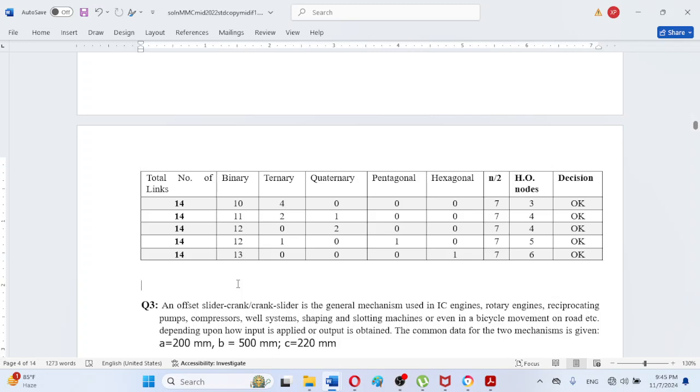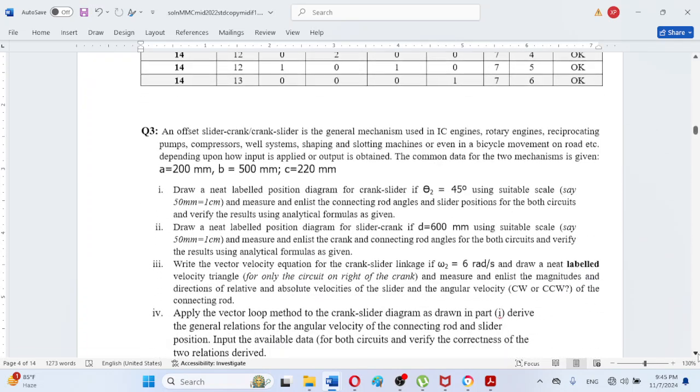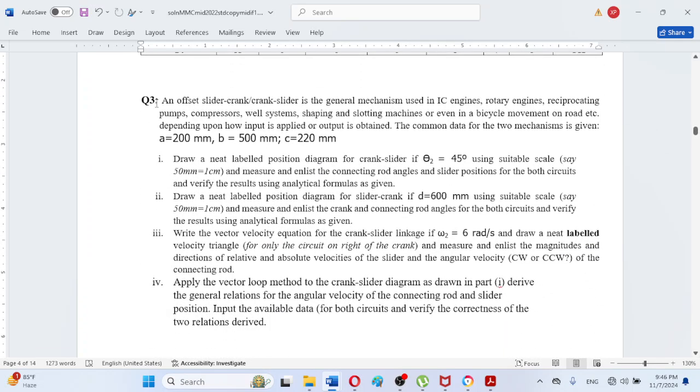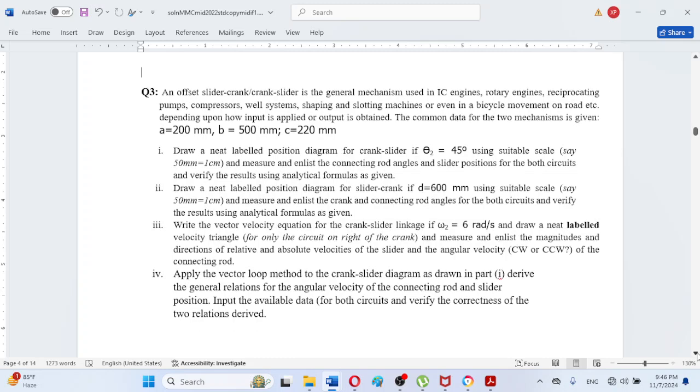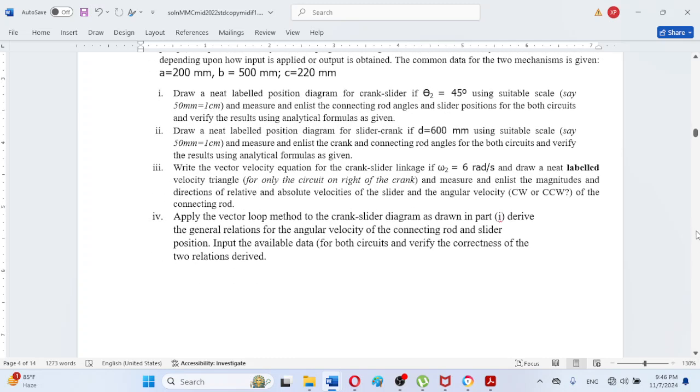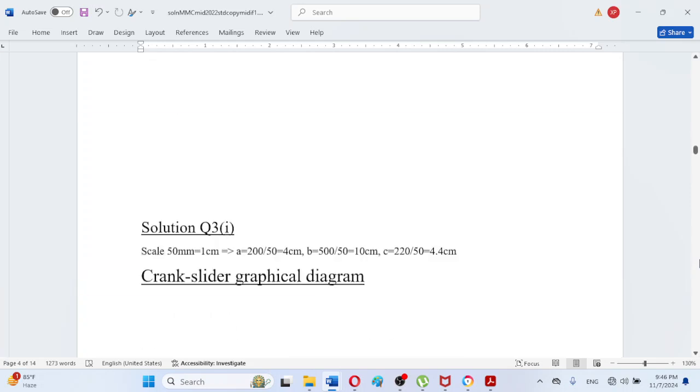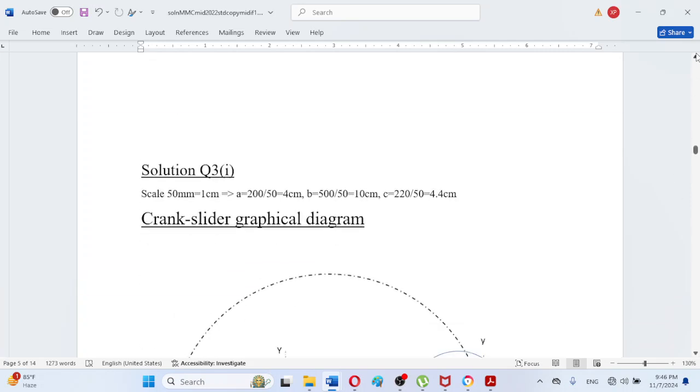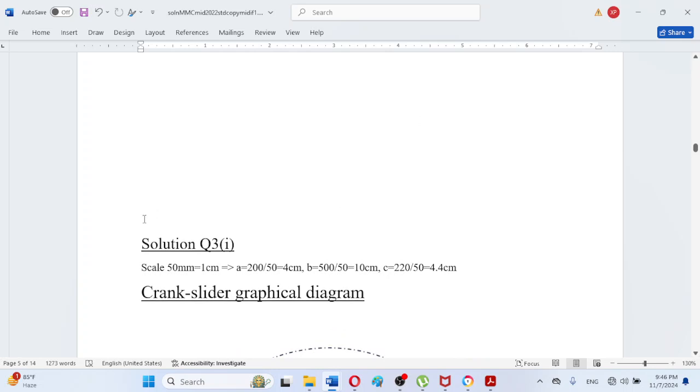Now move to the solution of question number 3, and a statement is also mentioned here. The statement is mentioned here, you can read it here. And if we move toward its solution, we can observe the solution has been mentioned for question number 3.